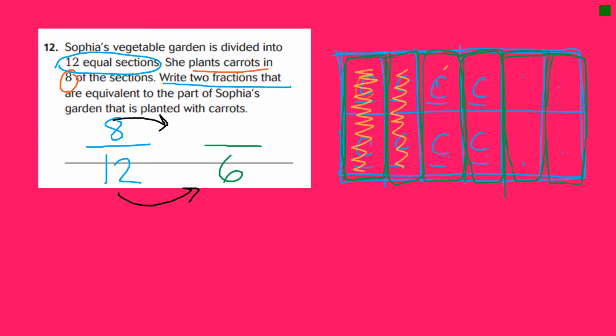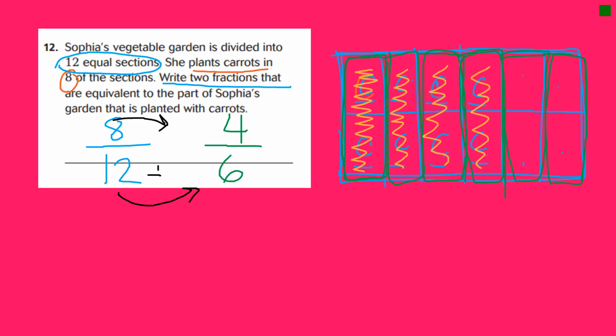2, 3, 4. You see that? 4 out of the 6 sections have carrots. So let's think about what we were talking about earlier.